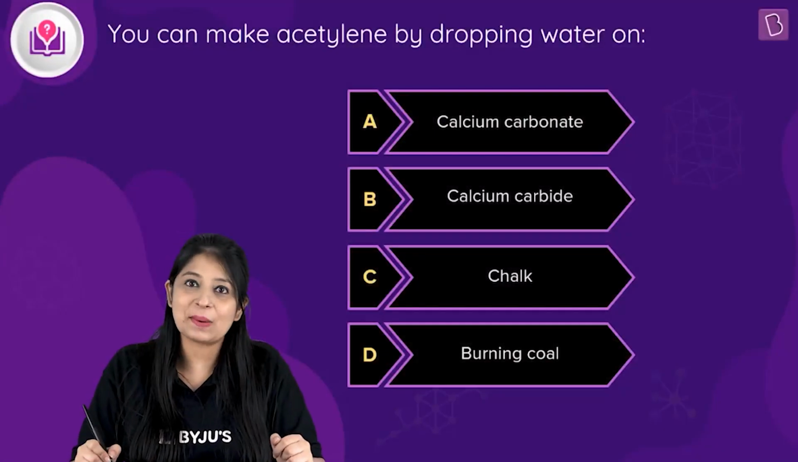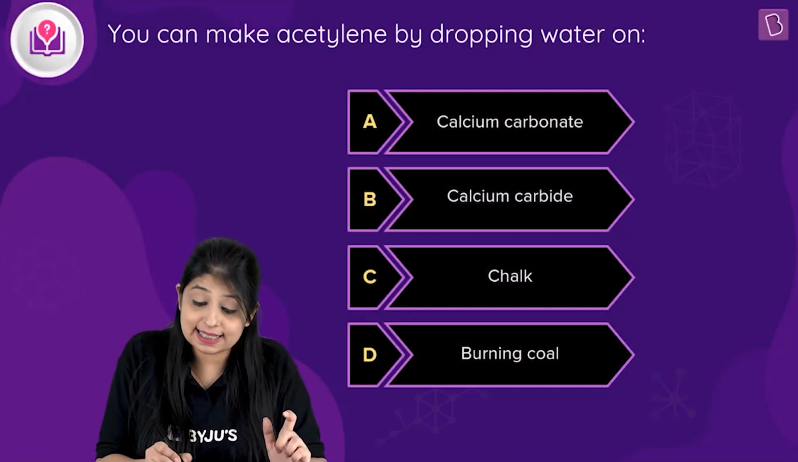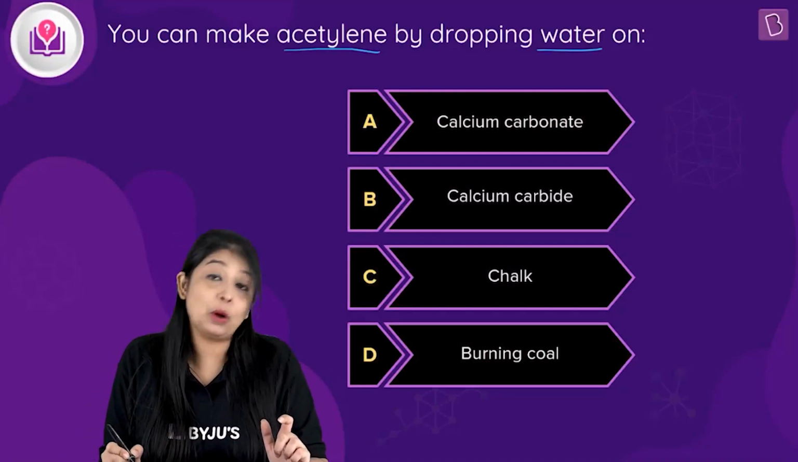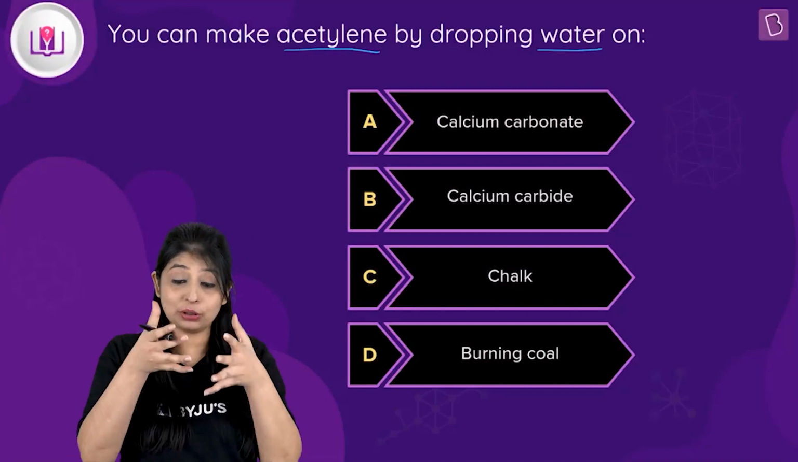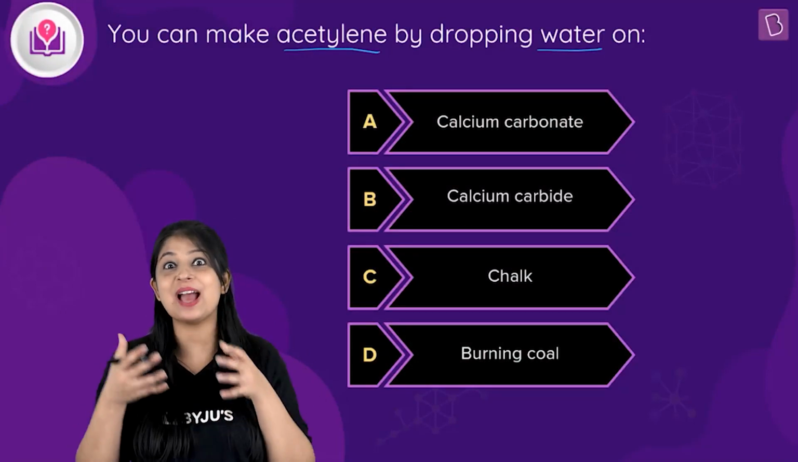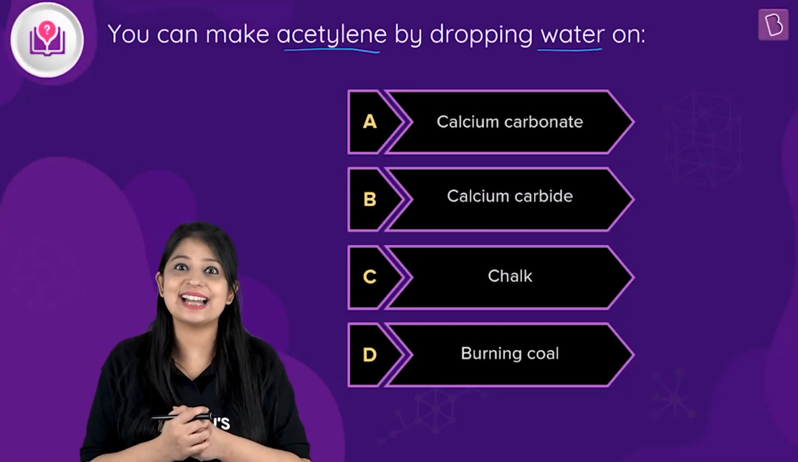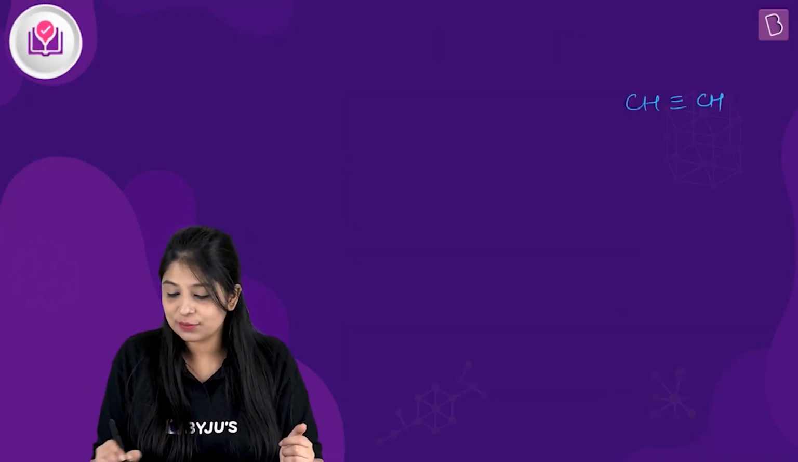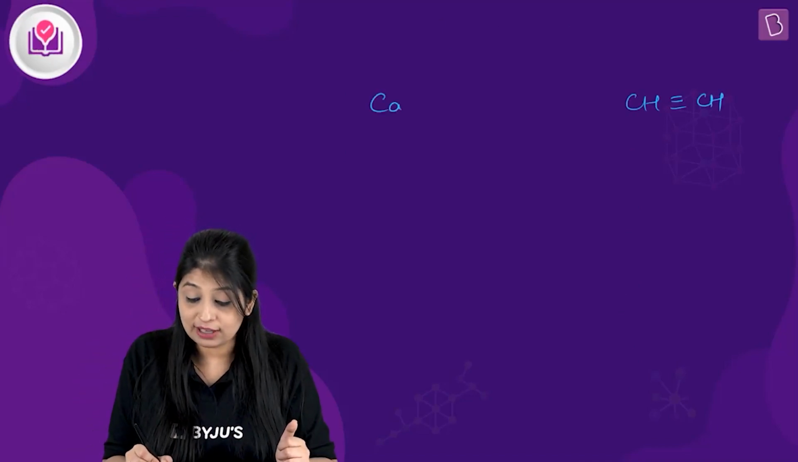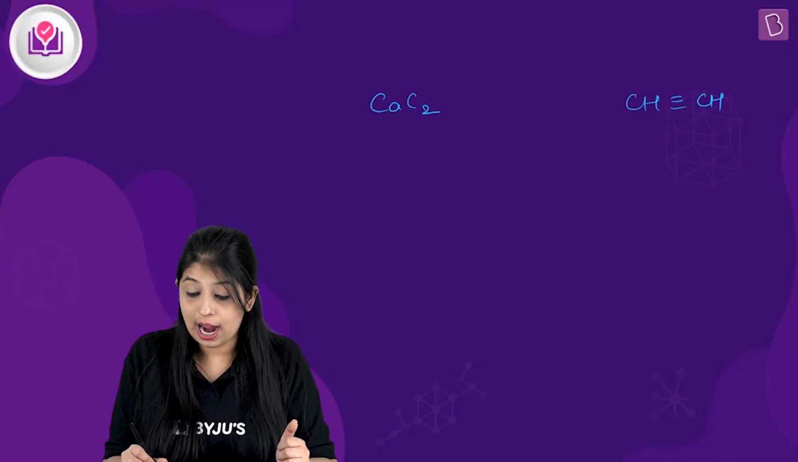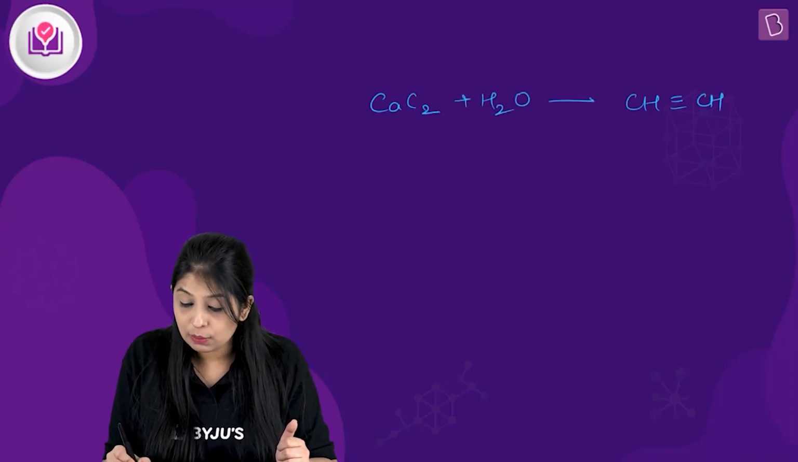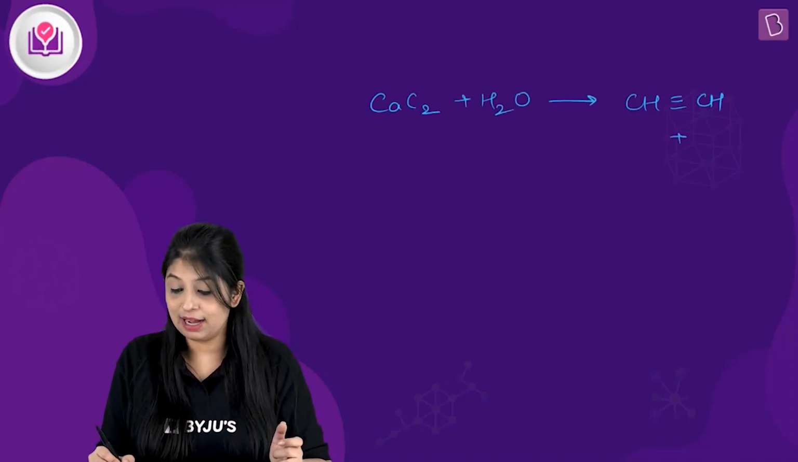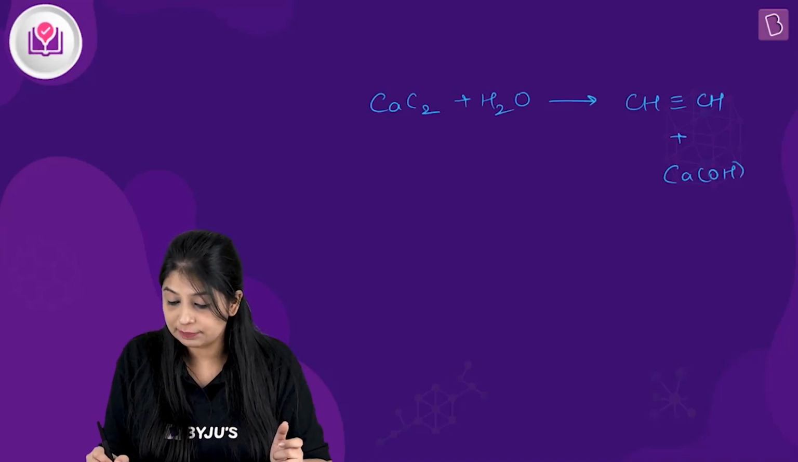Let's have a look at this question. Here we want to make acetylene by adding water. And we need to know to which compound, to which substance should we add water so as to get acetylene. So what is acetylene? That is CH triple bond CH, right? So this is a very, very important reaction, right? So if you have calcium carbide, if you add water to it, right, what do you get? You get ethyne plus calcium hydroxide.